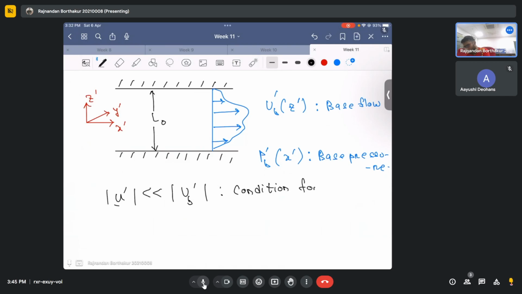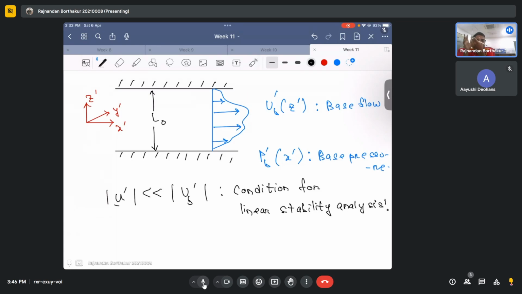This is the condition for linear stability analysis. We will see very shortly why this is the case. That is simply because when you linearize the governing equations that govern how the perturbations evolve, we will neglect certain terms which are non-linear in nature. That omission of those terms is only possible if the magnitude of the disturbances is very much less than that of the base flow.